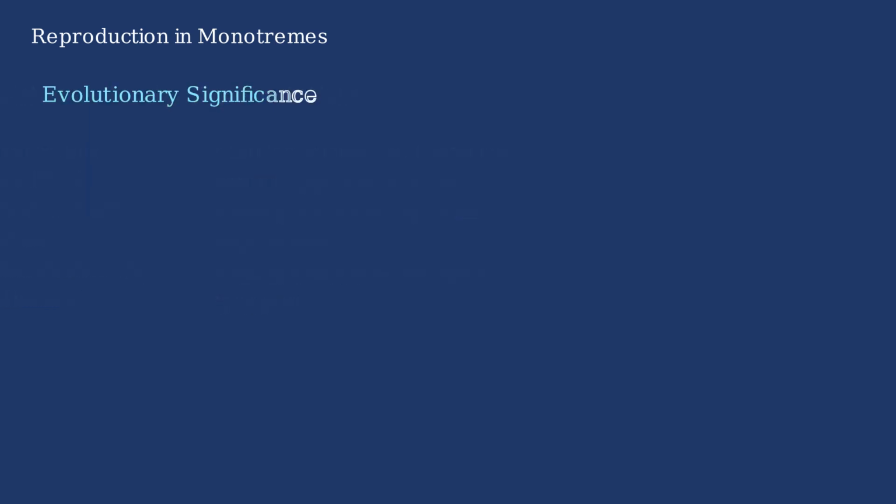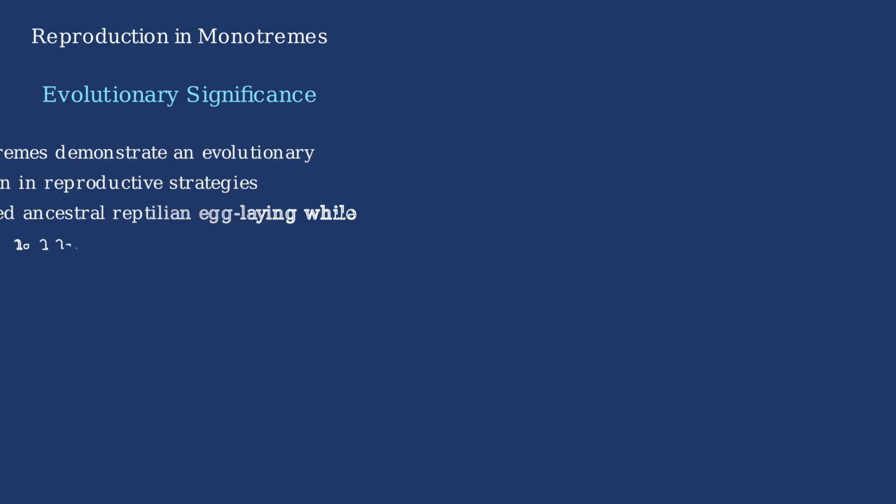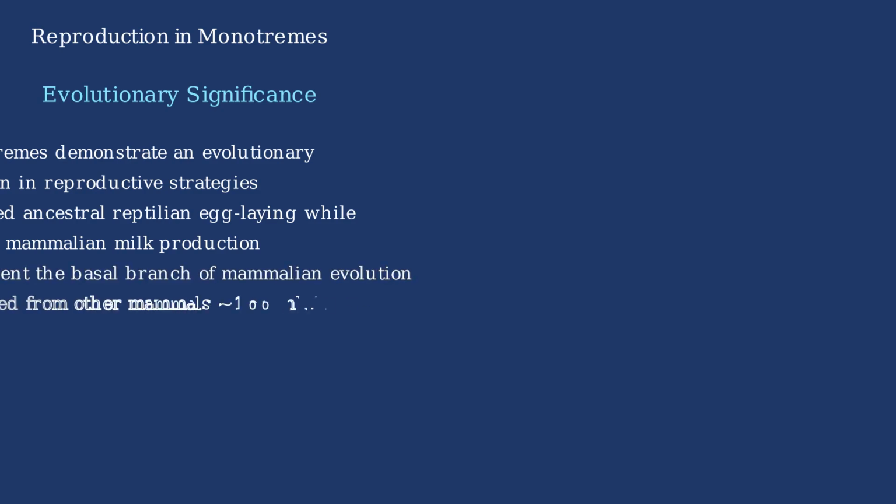The reproductive system of monotremes holds significant evolutionary importance. They demonstrate a remarkable evolutionary transition, retaining the ancestral reptilian trait of egg-laying while evolving the mammalian innovation of milk production. Monotremes represent the earliest branch of mammalian evolution, having diverged from other mammals approximately 166 million years ago, providing valuable insights into early mammalian development.